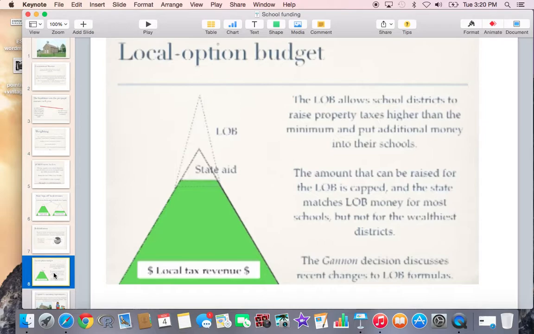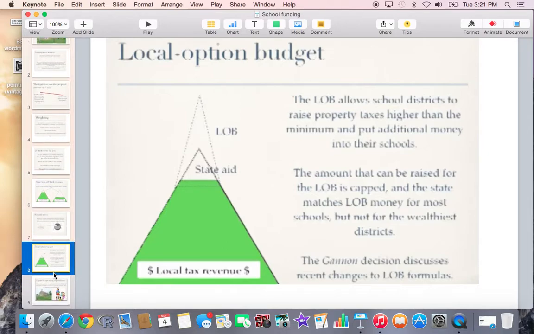Again, it is a redistributive formula, but not only that, some school districts in the state, such as the ones in Johnson County and also Lawrence, would like to spend more than the minimum. They're willing to tax themselves on their property at a higher rate than the 20 mil minimum if they can put that into their own schools. So the question is, are they allowed to do that? And the answer is yes, under certain circumstances. The local option budget, otherwise known as the LOB, gives schools the right to raise property taxes higher than the minimum and put additional money into their schools.